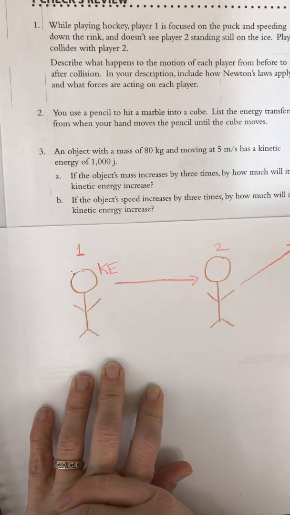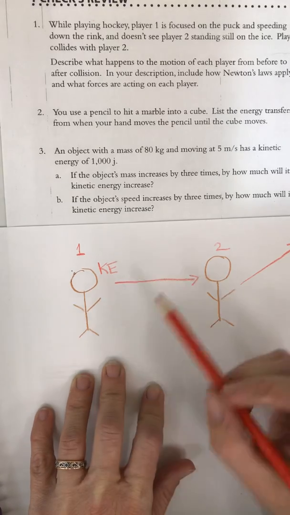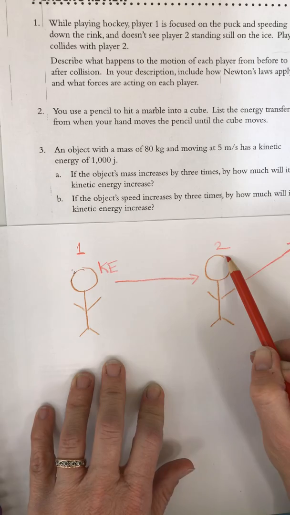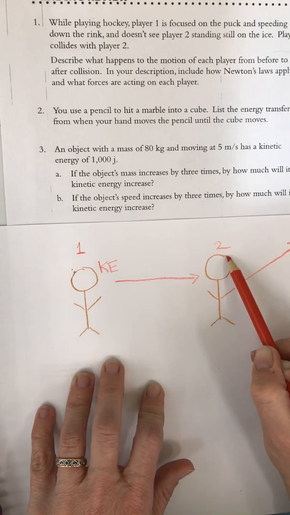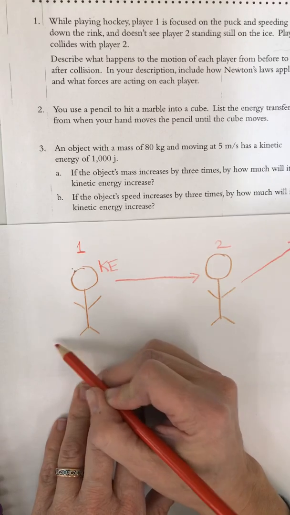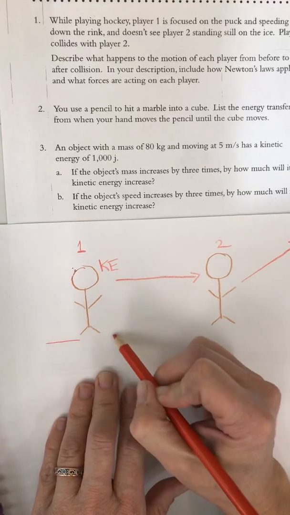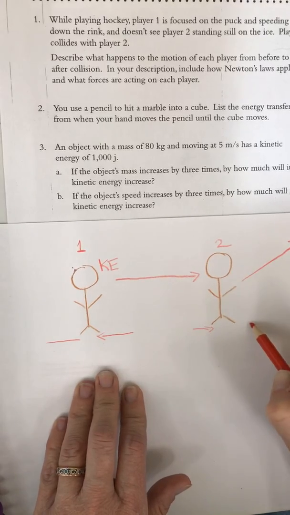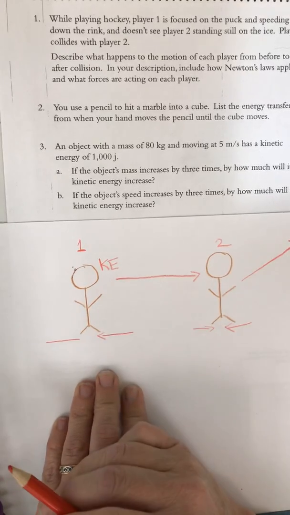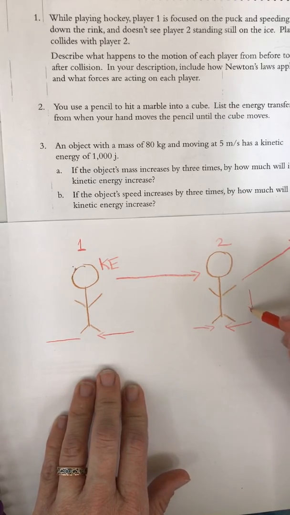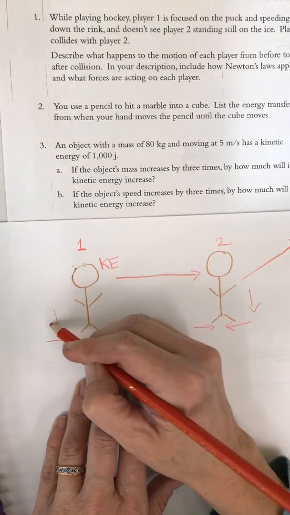Player 1 will slow down because some of her kinetic energy transfers to the other player, and both players will continue to slow down as the force of friction is working against their movement. Also, both players are being pulled down towards Earth the whole time due to gravity.